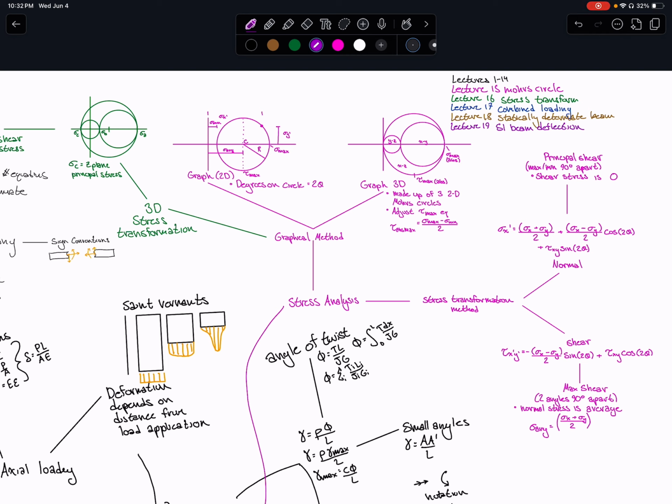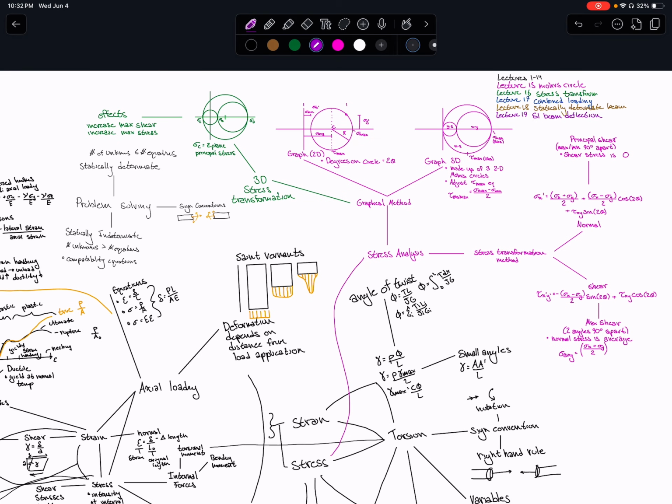In black, we have lectures 1 through 14, and then starting with lecture 15, we have the new content. So in pink, from lecture 15, we will be discussing Mohr's circle. In green, from lecture 16, we will be discussing stress transformations. In blue, from lecture 17, we will be discussing combined loading. In brown, from lecture 18, we will be discussing statically determinate beams. And in lecture 19, we will be studying statically indeterminate beams.